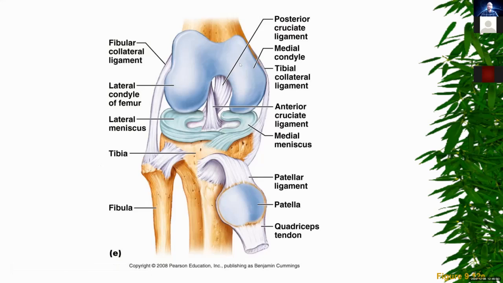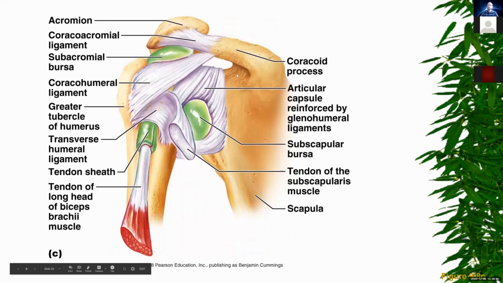So here's our synovial joint again. Here is our femur. Here's the tibia. Here's the fibula. Here's a shoulder. Same idea. Here's the humerus. Here's the clavicle. Here's the scapula. Here's all of the ligaments that hold this bone to this bone and this bone to that bone.